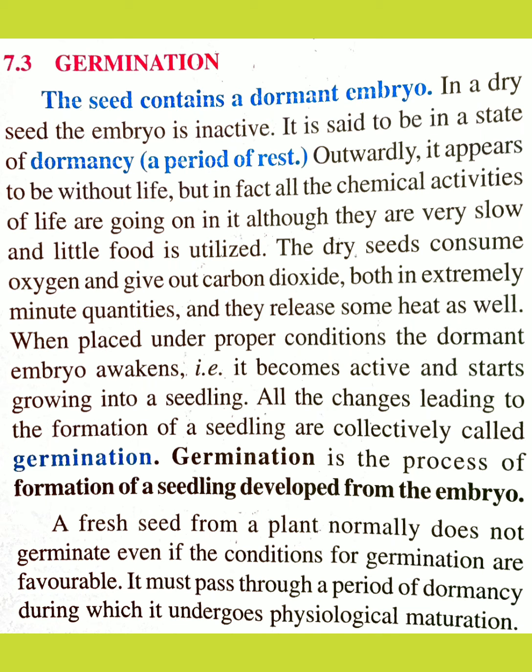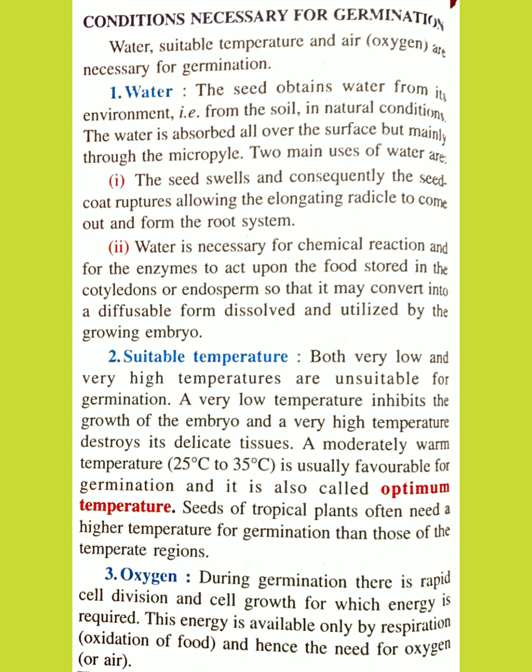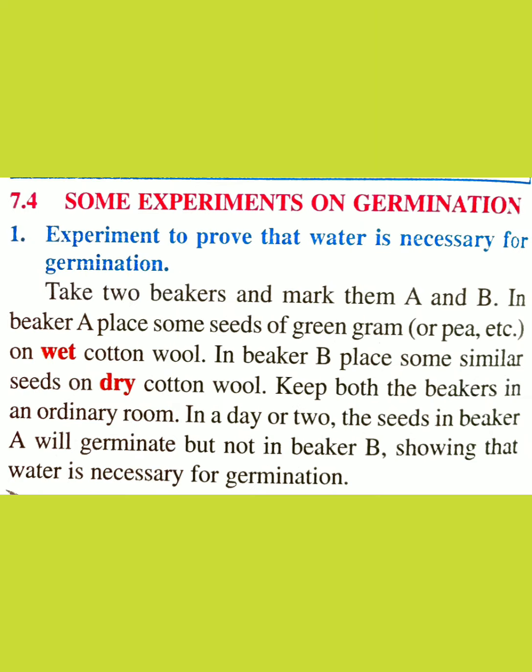Next is germination. Germination is the process of formation of a seedling developed from the embryo. For germination, water, suitable temperature, and oxygen are very much essential. After a lot of experiments, it has been found out that water, oxygen, and suitable temperature are essential for germination. If you keep some seeds on wet cotton wool for 1 or 2 days, you will find that the seeds have started germinating. But it will fail to germinate on dry cotton wool. It will show that water is necessary for germination.